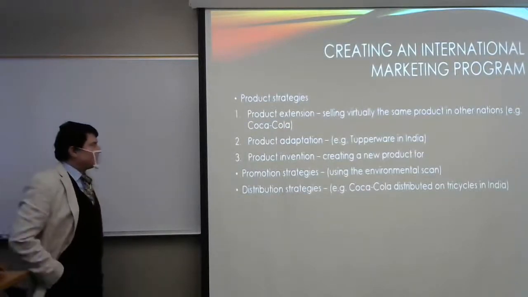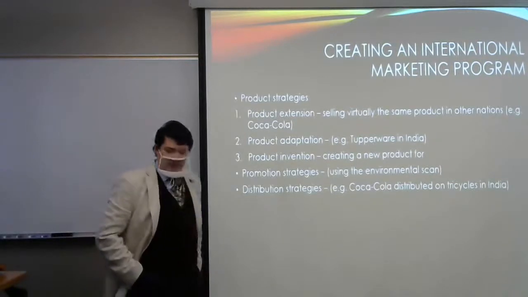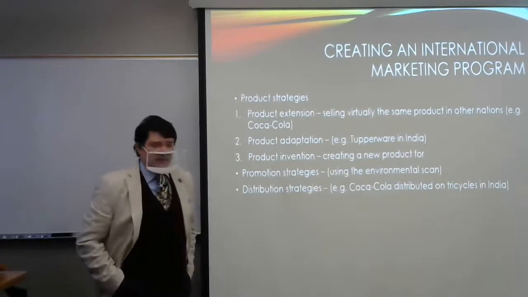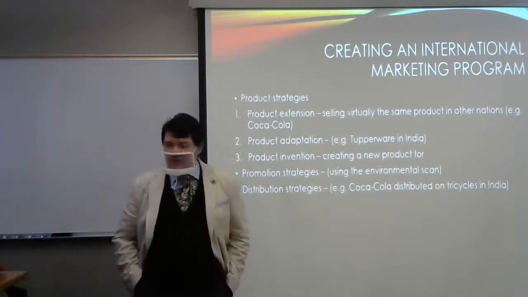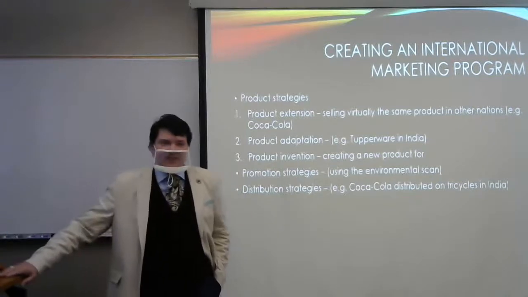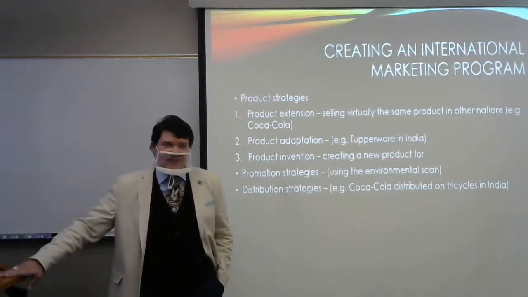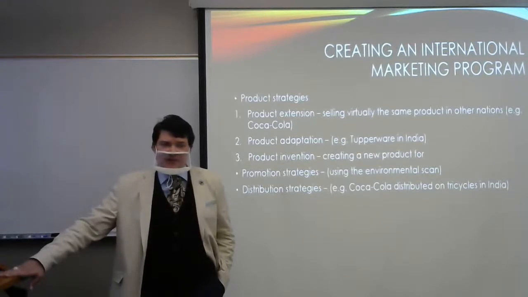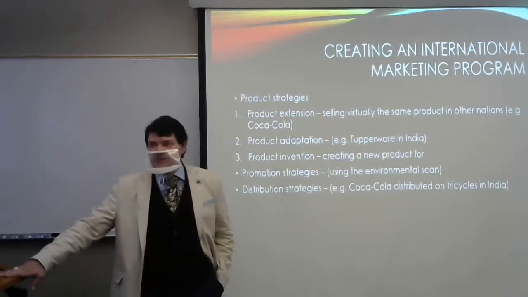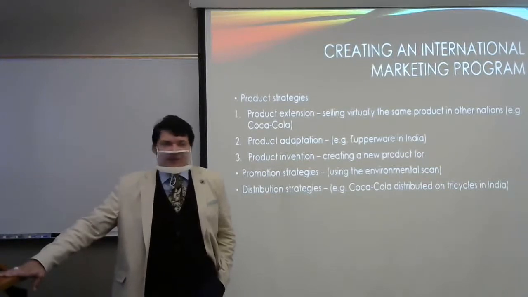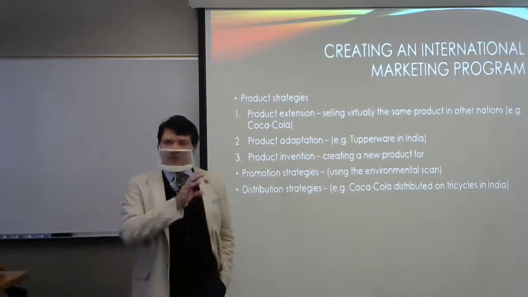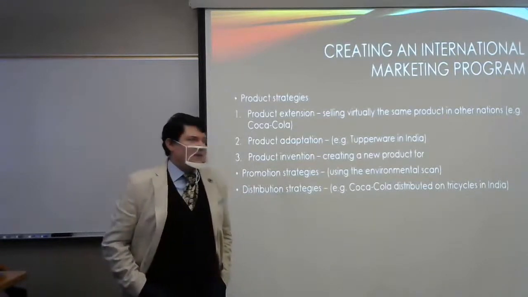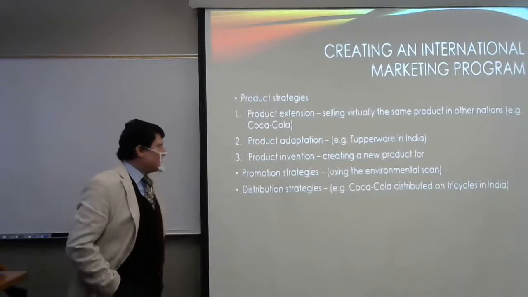Product strategies. Creating a strategy for global trade. You can have a product extension, which is virtually selling the same product in other countries. If you go to China, Coca-Cola is the same in China as it is in the United States. The only real difference is the lettering, they use Chinese characters and script, I believe, on the Coca-Cola cans and bottles, but the packaging other than that is almost identical. The Coca-Cola symbol, the red field with the white wave, is the trademark that they use in other countries, and so there's almost no variation.